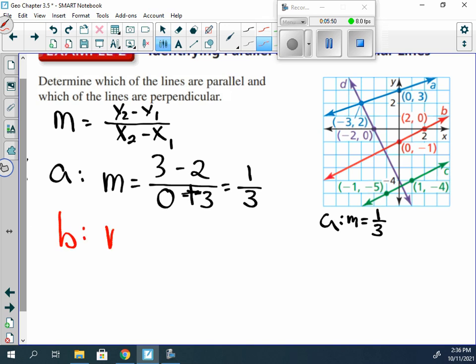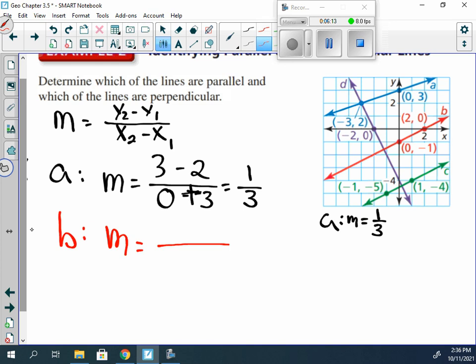Let's find the slope of line B. So guys, if we look at line B, our 2 points are (2, 0) and (0, -1). The two y values, again, at any coordinate point, it's x comma y, for these 2 points would be 0 and -1.